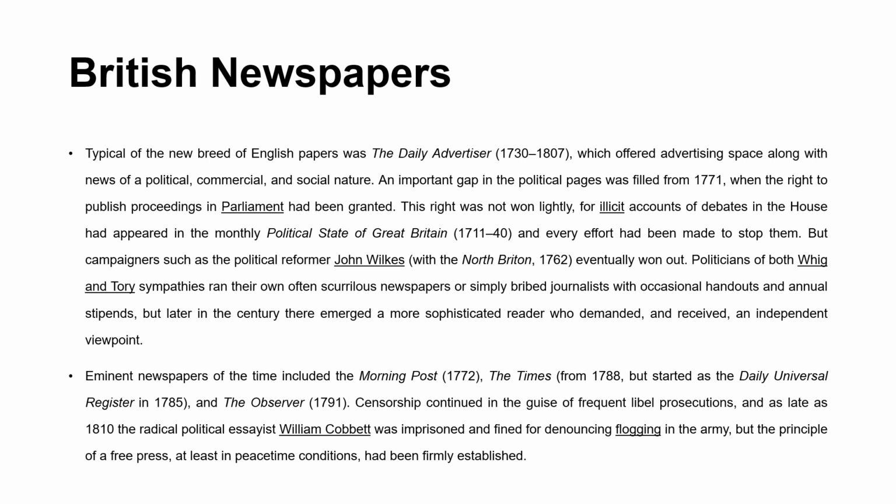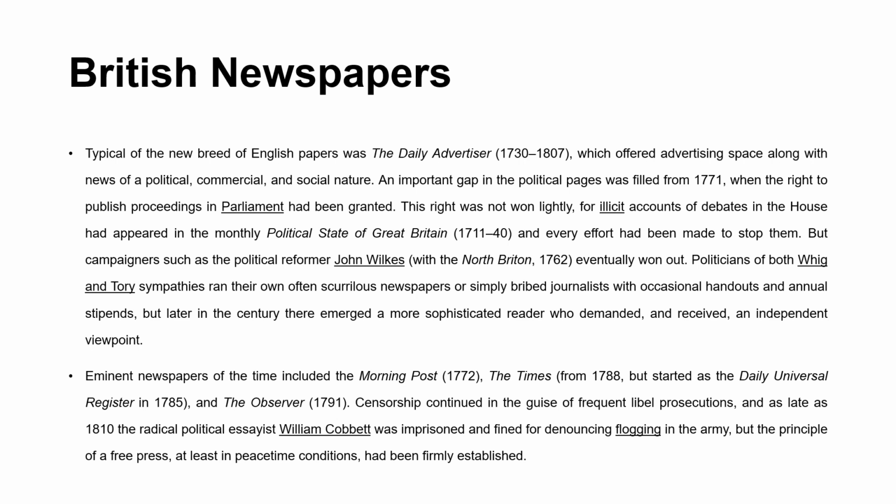An important gap in the political pages was filled from 1771, when the right to publish proceedings in Parliament was granted. This right was not won lightly, for illicit accounts of debates in the House had appeared in the Monthly Political State of Great Britain, 1711 to 1740, and every effort had been made to stop them. But campaigners such as the political reformer John Wilkes with the North Briton in 1762 eventually won out.